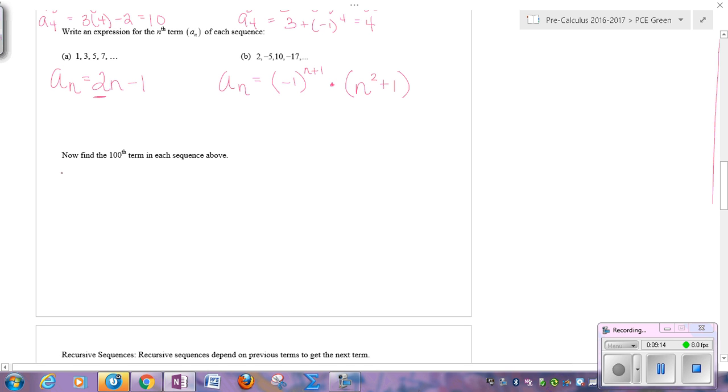So now what I want you to do is I want you to find the 100th term. So that would be a sub 100 for each one of those. So I've given you the rule. You're going to put 100 in for n and find me the 100th term of both sequences.